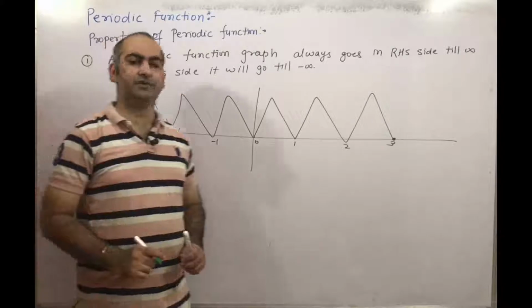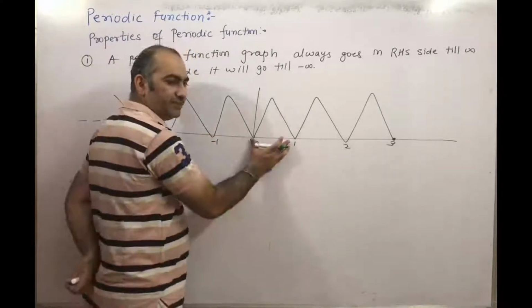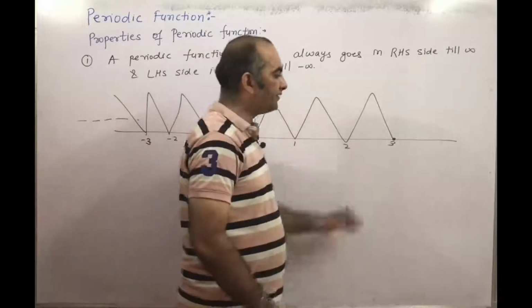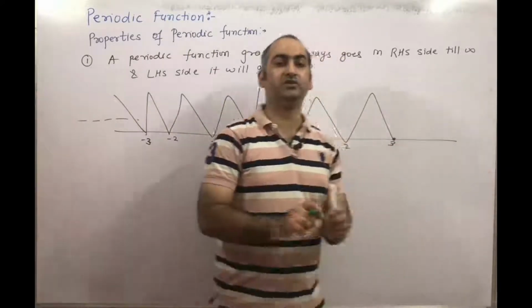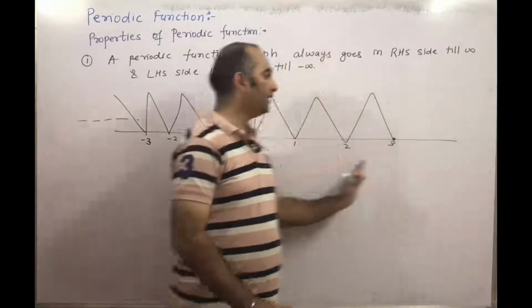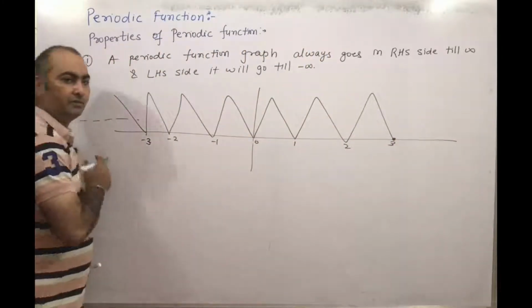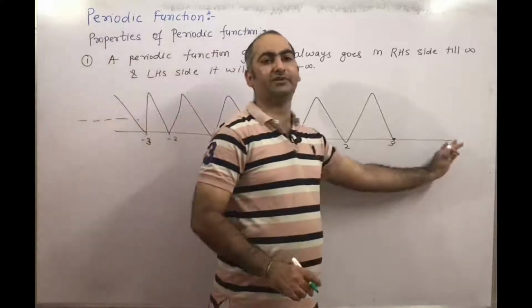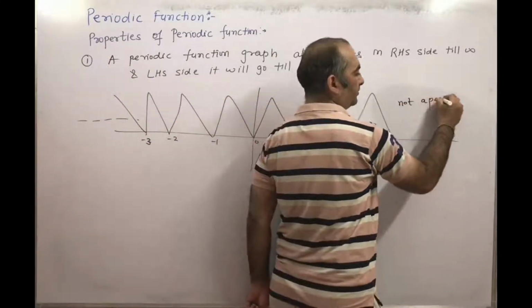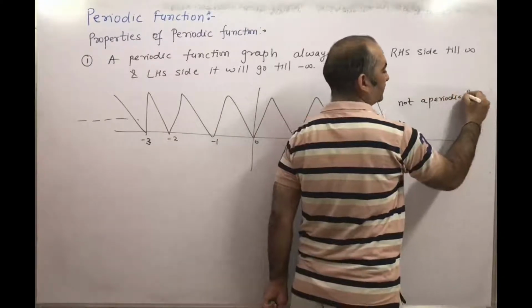So if you check this function, this interval is repeating, here also the same interval, here also the same interval, but after that it is not coming. So this function is not periodic because it is not repeating after 3. Here in the left hand side it is repeating, but on the right hand side after 3 it is not repeating. So this is not a periodic function.